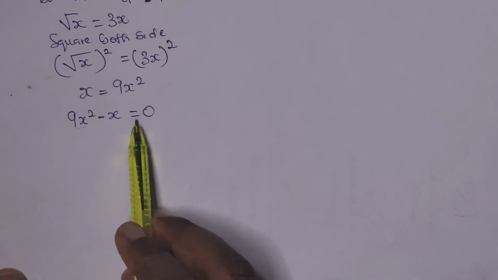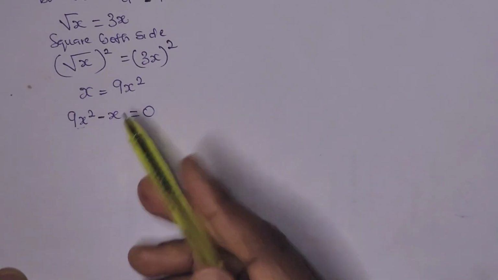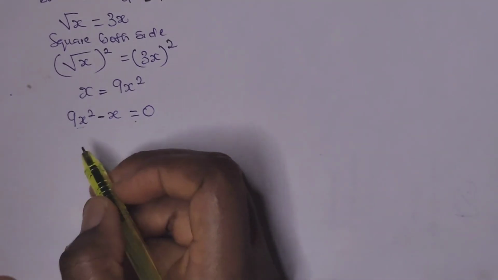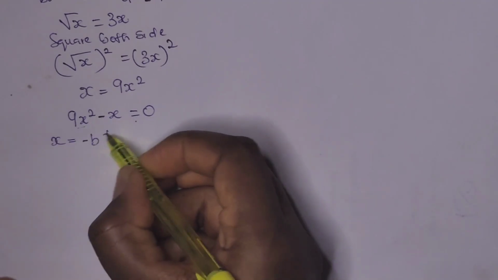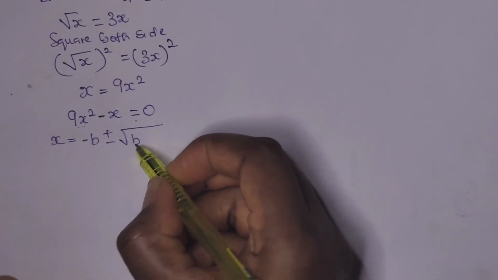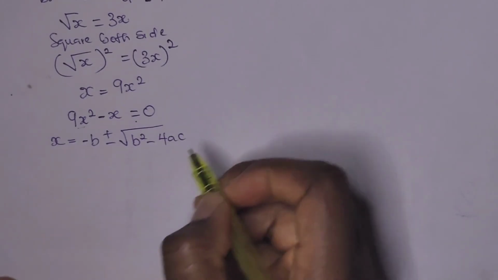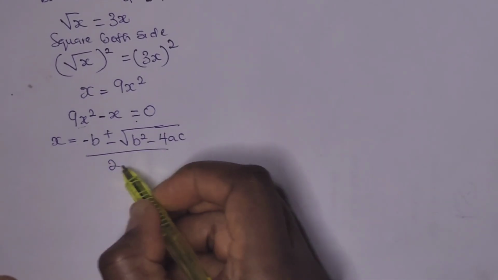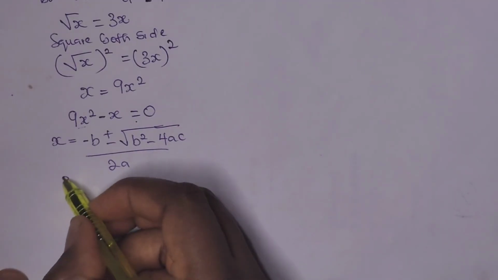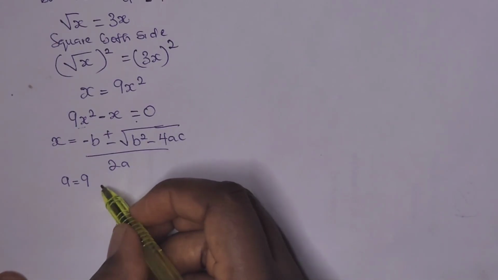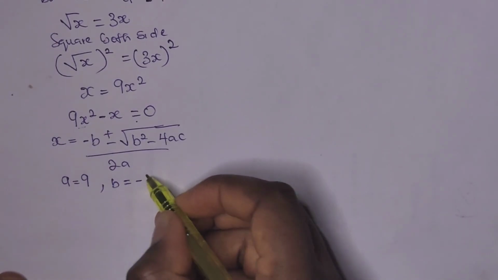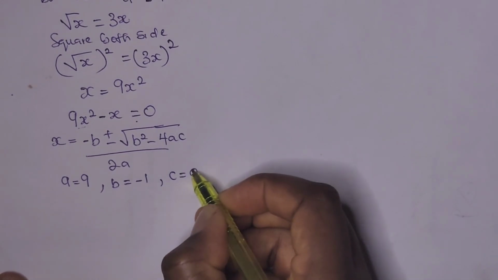This is a quadratic equation. We can actually find x using the quadratic formula. So we have x equal to minus b plus or minus square root of b squared minus 4ac, all over 2a. So our a is equal to 9, our b is equal to minus 1, and our c is equal to 0.